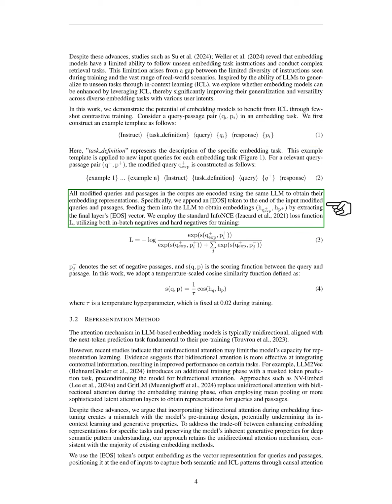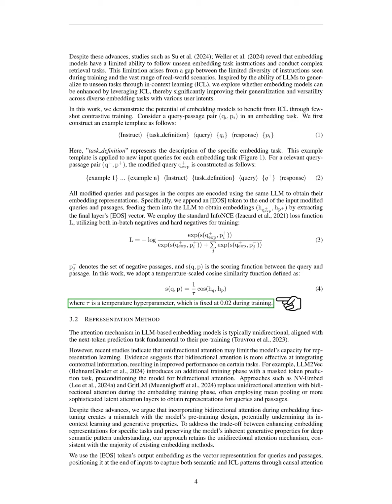We then modify relevant query passage pairs to generate new queries, encoding all modified queries and passages using the same LLM to obtain their embeddings. We utilize a standard InfoNCE loss function for training, which incorporates both in-batch and hard negatives.